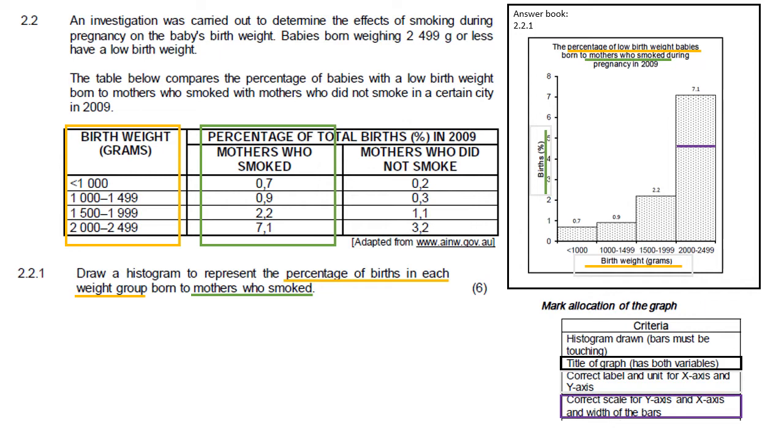And lastly, you need to have the correct scale and width of bars. And lastly, the histogram bars must be touching. So for your scale, you see that the highest percentage is 7.1, so we only need to go up to 8%, and the width of the bars has to be equal for the equal categories.